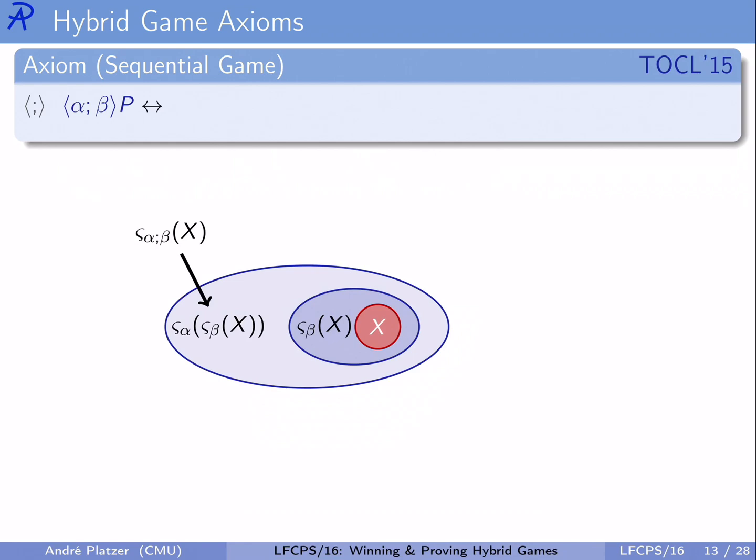Now the sequential game. Under what circumstance does Angel have a winning strategy in the game that first plays alpha and then plays beta to make it into one of the set of states where P is true? Well, if we look at the semantics again, then going to the goal X is possible for Angel. Angel does have a winning strategy whenever in the alpha; beta game she can make it into X, which is precisely the set of all states where she has a winning strategy in alpha to make it into the region from which she has a winning strategy in the beta subgame to make it into X.